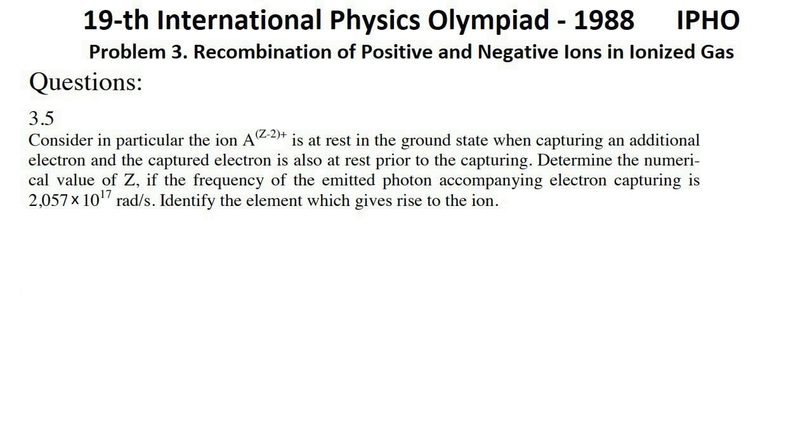Question 5. Consider in particular that the ion A^(Z-2)+ is at rest in the ground state when capturing an additional electron, and the captured electron is also at rest prior to the capturing. Determine the numerical value of Z, if the frequency of the emitted photon accompanying electron capturing is 2.057 multiplied by 10^17 radians per second. Identify the element which gives rise to the ion.